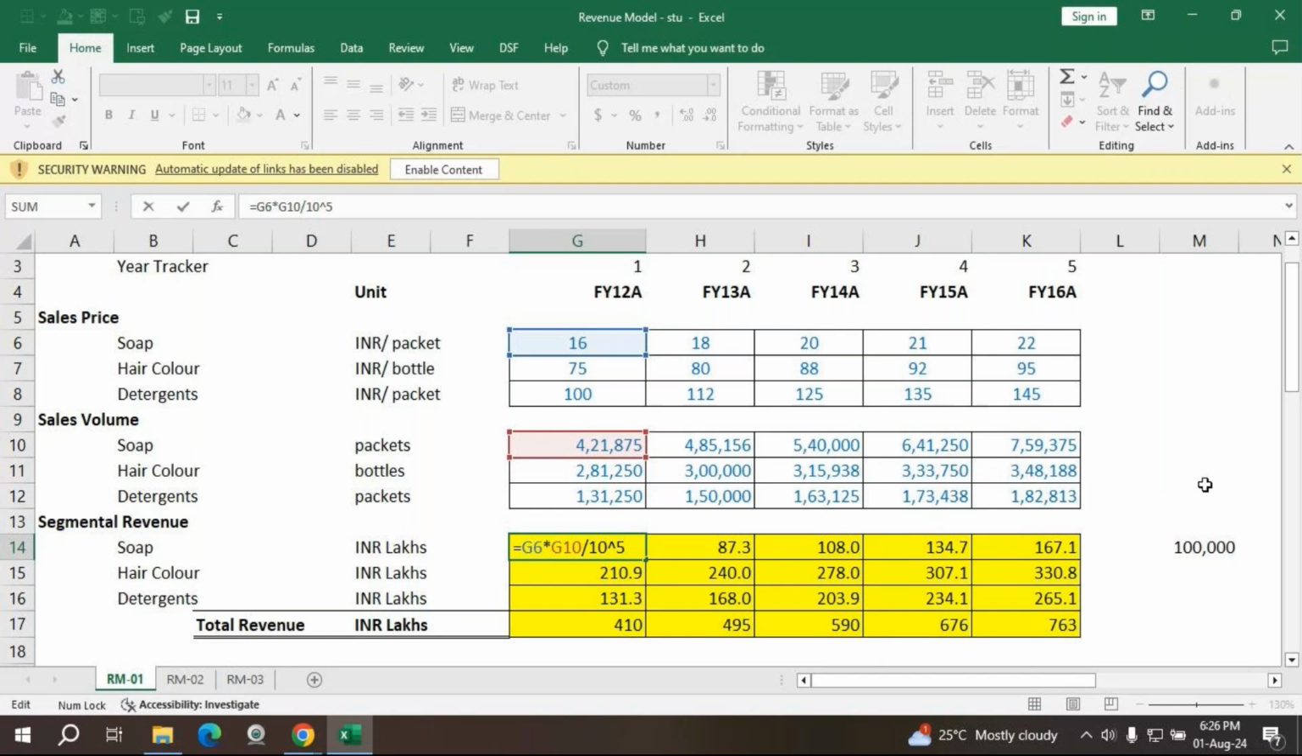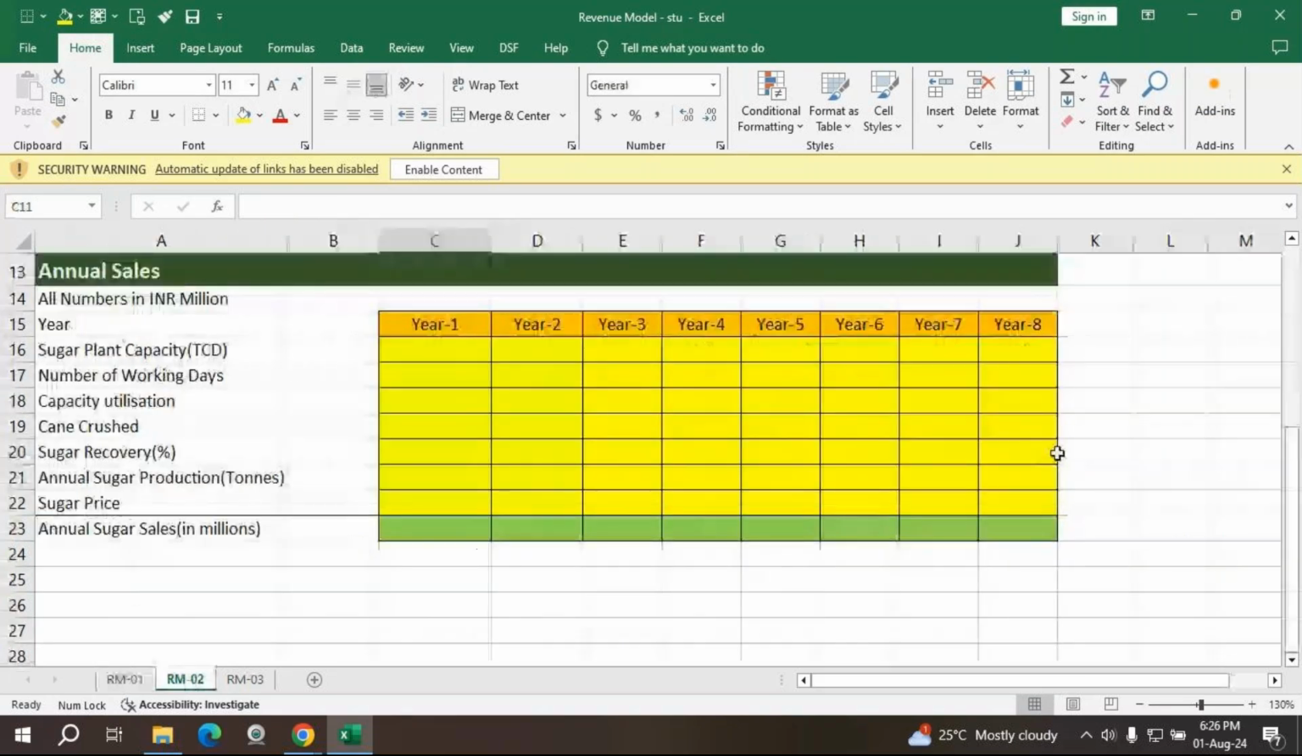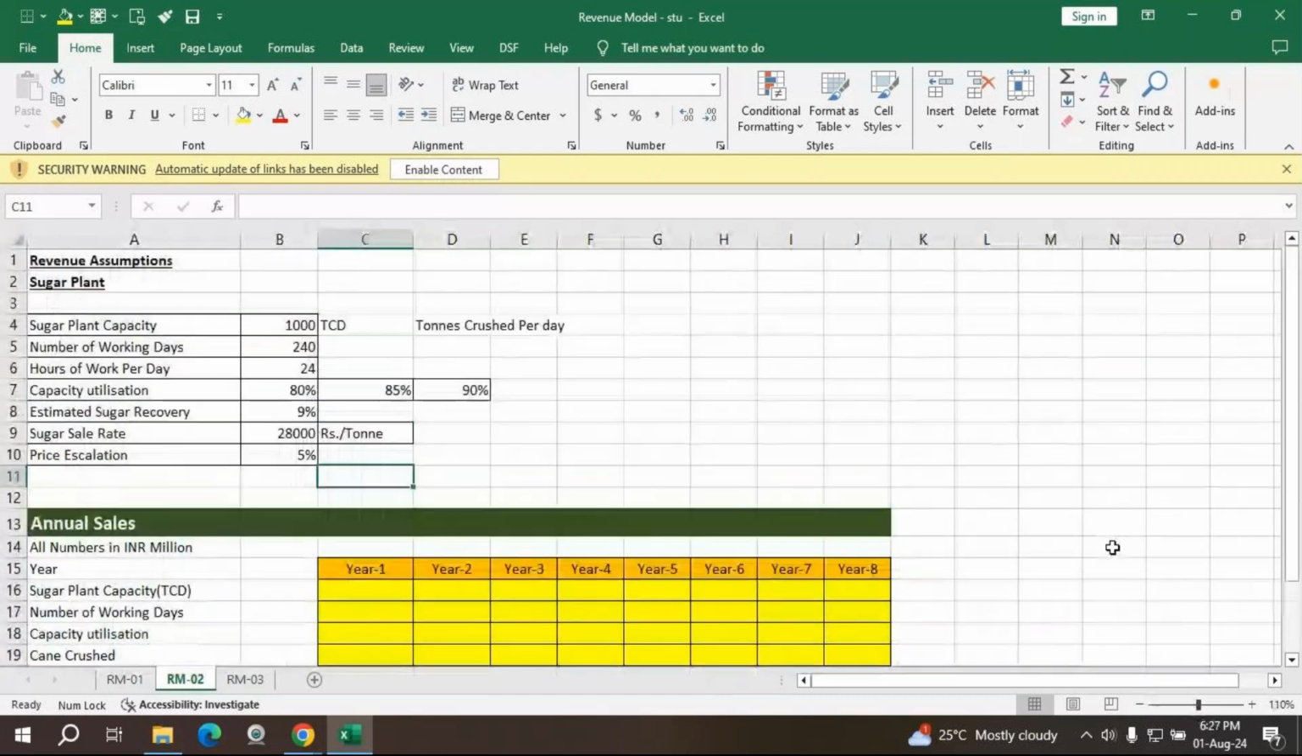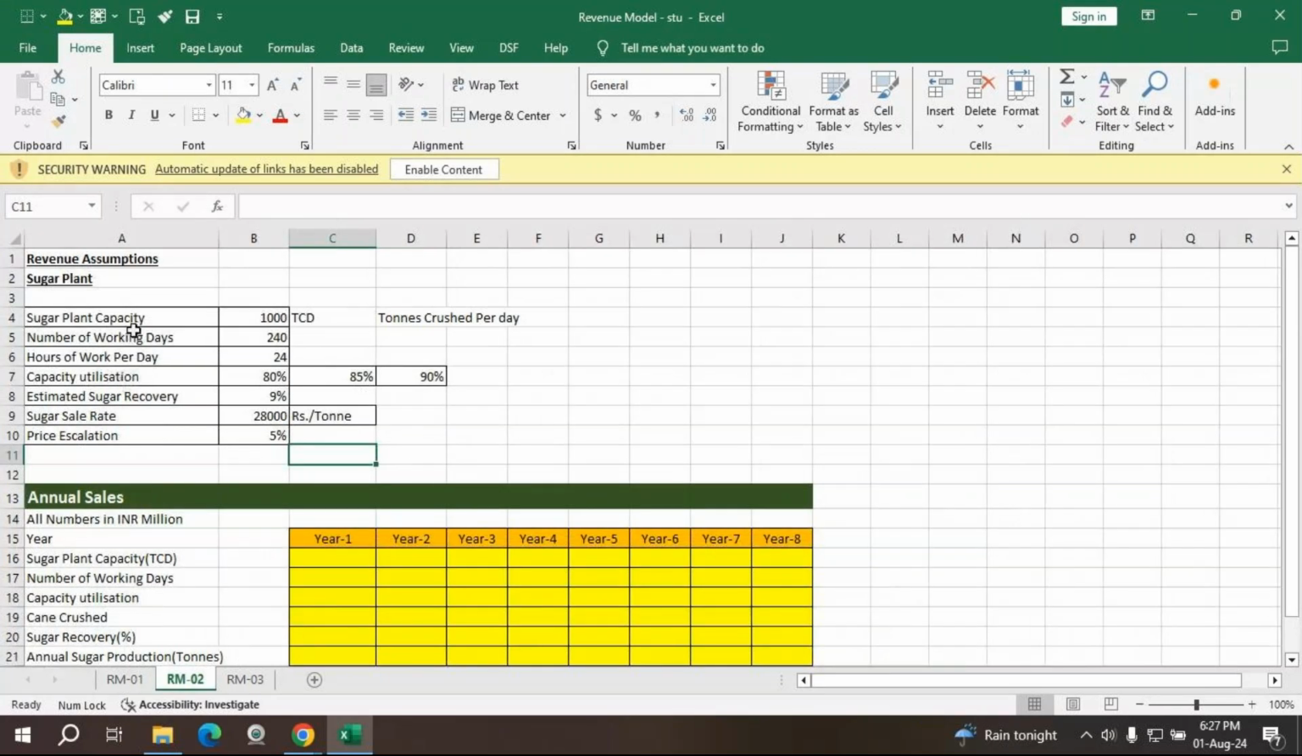Trying to solve the next sheet, revenue model 2. Here, if you look at the revenue assumptions, we are talking about the sugar plant, which has the capacity of 1,000 tons that can be crushed per day. Number of working days, if you see, 240 days they will work. Out of 365 they are going to work for 240 days.